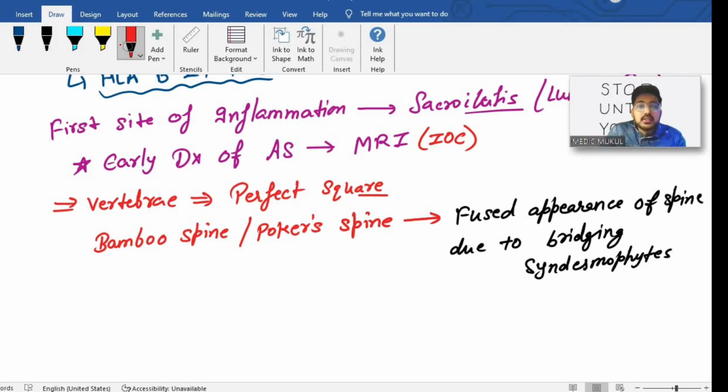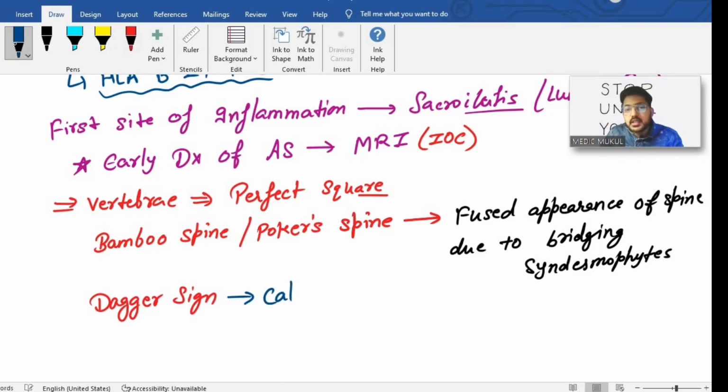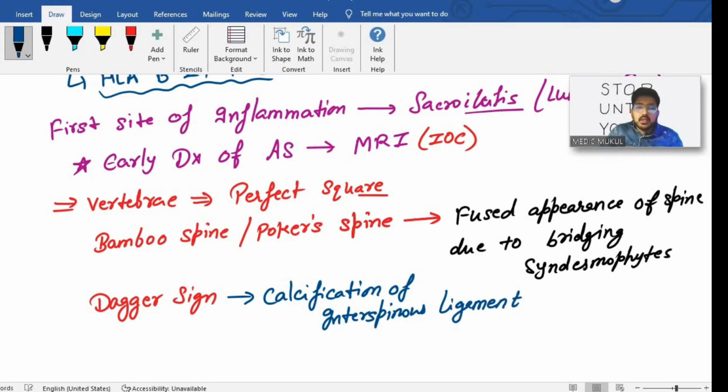See, another sign we can see in this condition is the dagger sign. What is the dagger sign? In the dagger sign, we will see calcification of the interspinous ligament.